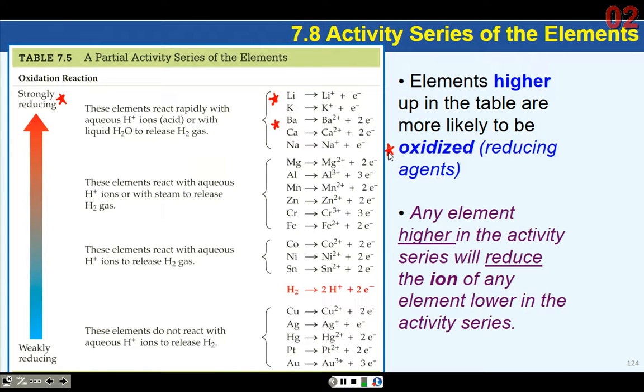So the things at the bottom of the table are weakly reducing. They don't react with aqueous hydrogen ions, in other words, acids, to make hydrogen, and these are all described in terms of releasing hydrogen gas, but when reacting with another is relative reactivity. So an element higher in the activity series is going to reduce the ion of an element lower in the activity series. So the best reducing agents are at the top. And so we need to be able to use this and understand how it works to apply to predicting reactions. No one will memorize these, no kidding. That's entirely more complex than necessary here.